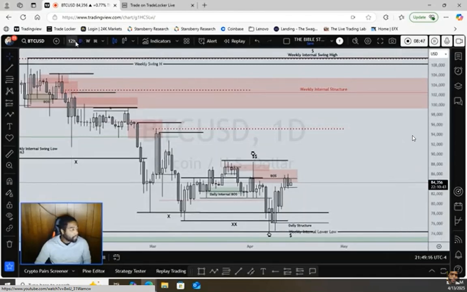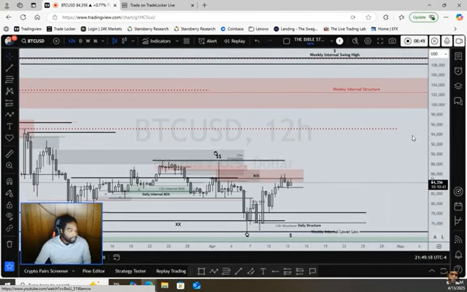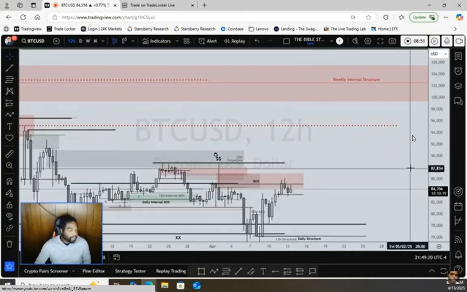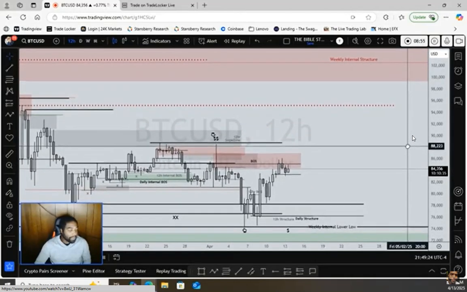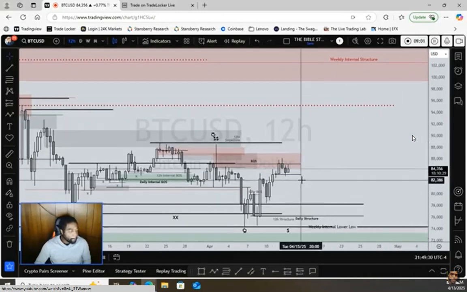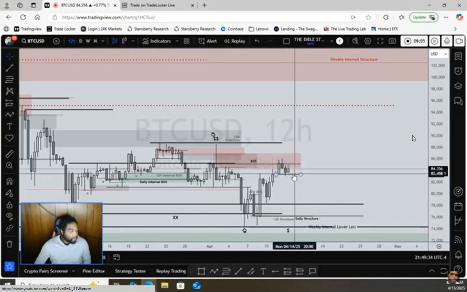Hey, that's how I'm looking at it. I really haven't even looked at the 12-hour. It's crazy. I was just watching the daily for real. But yeah, even on the 12-hour, encountering this internal retracement, you can get this continuation to the upside here.